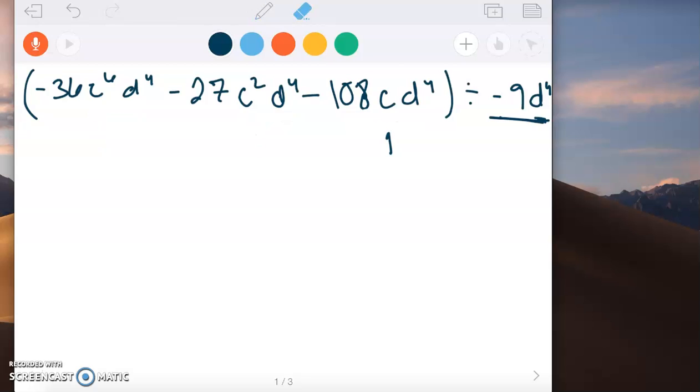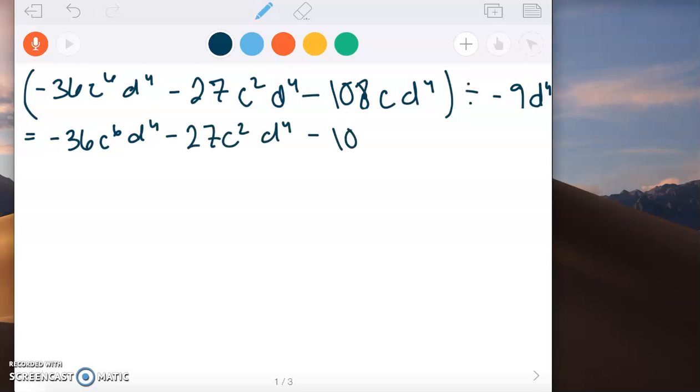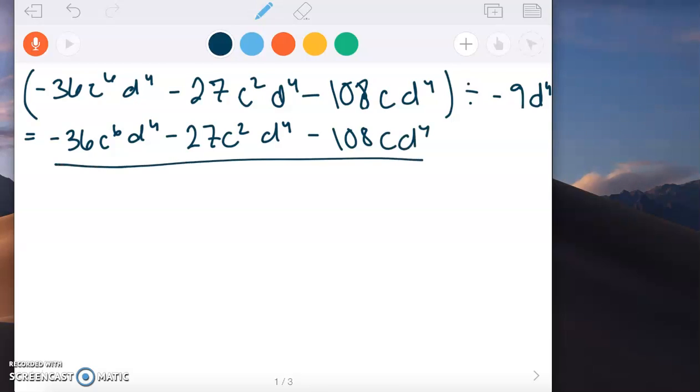So let's write this as a fraction. And we're going to go ahead and split it up. Well, we don't have to. It depends on how you feel more comfortable. But I'll split it up now just to make it really clear. So we have negative 36c to the 6th d to the 4th minus 27c squared d to the 4th minus 108c d to the 4th all over negative 9d to the 4th.